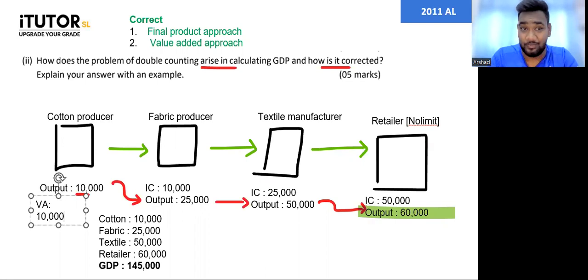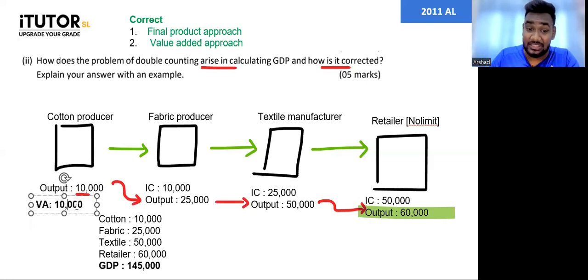It's not zero. How do you get value addition? Gross value of output, the 10,000, minus your input. So 10,000 minus zero is 10,000. Value addition 10,000. Then how much is the fabric producer's value addition, guys?